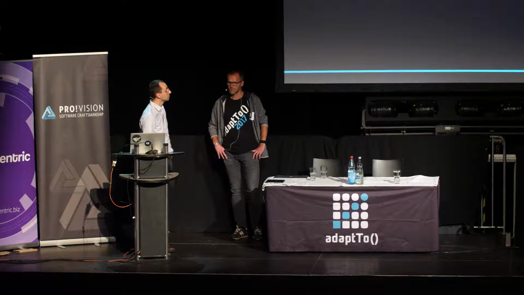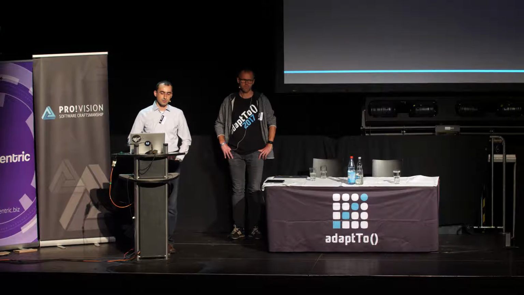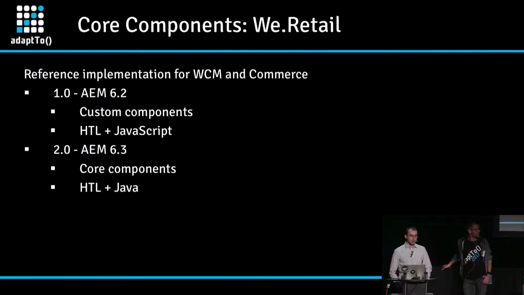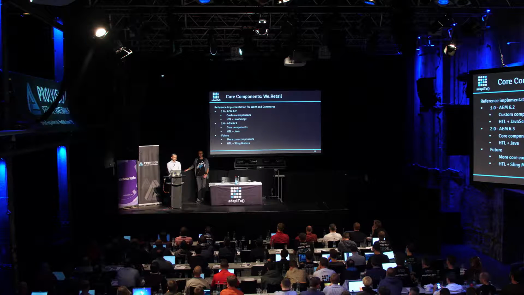The core components are being used in WeRetail, which is the reference implementation for WCM and commerce. WeRetail started in AEM 6.2 as an add-on that you could install, and it was using custom components with HTL and JavaScript. It then evolved in 6.3. We started using the core components in WeRetail. We moved to HTL in Java. And for the next versions, we plan to use even more core components, to give you an example of how an entire website could be built by reusing as much as possible of the core components. And also probably we're going to move more to HTL and Sling models.